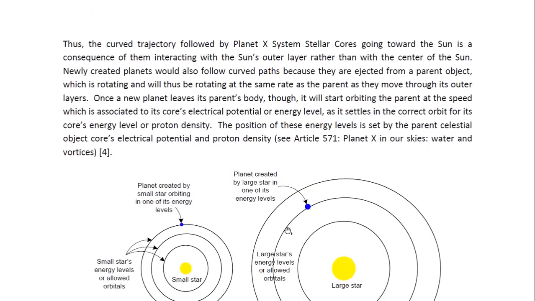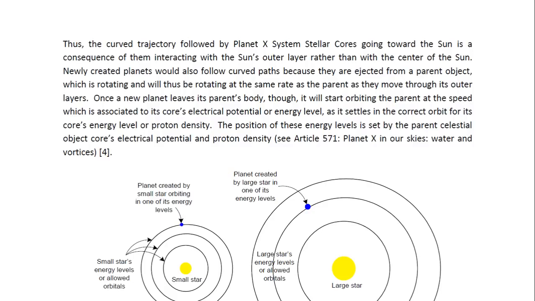Thus, the curved trajectory followed by Planet X system stellar cores going toward the sun is a consequence of them interacting with the sun's outer layer rather than with the center of the sun. Newly created planets would also follow curved paths because they are ejected from a parent object, which is rotating and will thus be rotating at the same rate as the parent as they move through its outer layers.